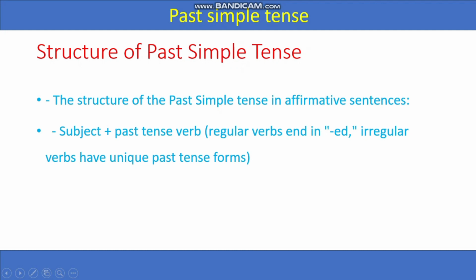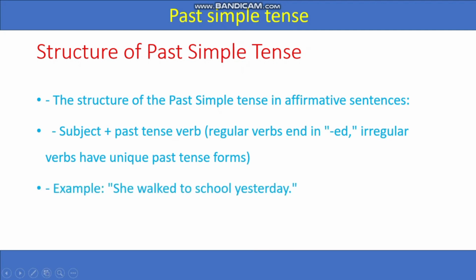forms. Okay, now in the structure we have to keep in mind two things. I will tell you the structure, but before that, the subject is the main thing, the doer of an action or the thing that is being talked about. This is our subject of past tense, and the past tense verb is in the form of a regular verb ending in ed or an irregular verb that has a different, unique past tense form. Okay, after that there can be an object, and there can be any complement in that sentence, right?